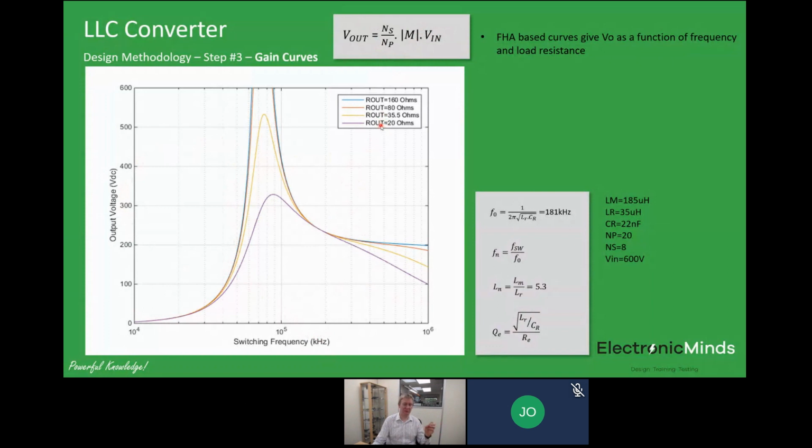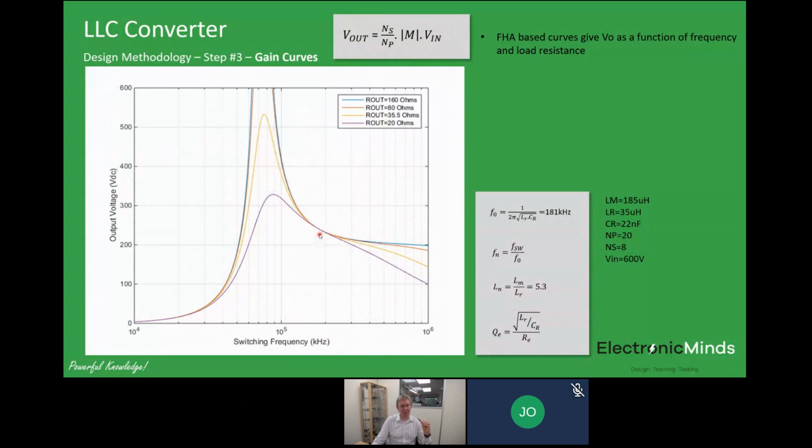And I thought I'd do that for a number of different output load resistances, which relate to the output power level of that converter. So the first thing to note is that the FHA approach gives us an output voltage which is a function of frequency and load resistance. Actually, I'll go back a step there. As we increase the load on the output, we start to operate on these lower curves. So as we go higher and higher in load, we can't necessarily get to the same output voltage. And as we reduce the load, we start to have a more peaking effect.